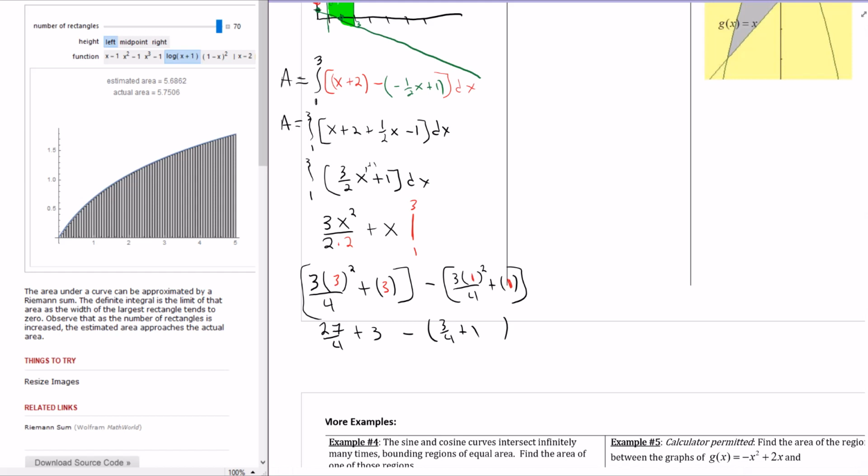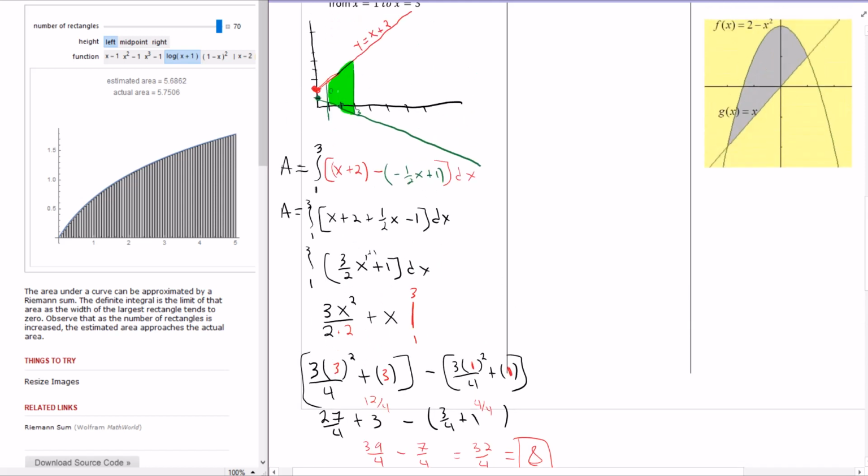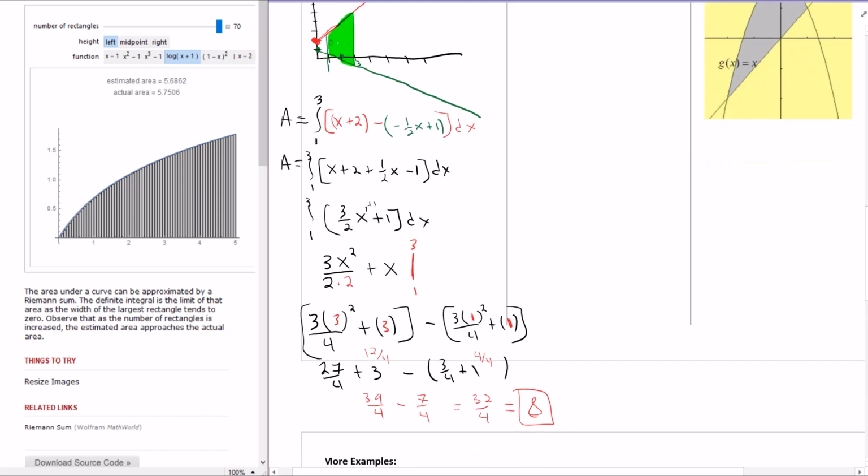So 27 over 4 plus 3 is the same thing as 12/4. So this is going to be 39/4 minus 3/4 plus 1, which is the same thing as 3/4 plus 4/4, which is going to be 7/4. And then 39/4 minus 7/4 is 32 over 4, which equals 8. Right? So it's kind of nice that that's a whole number, but the area between those two curves from 1 to 3 is 8 units squared, right? We don't have a unit on there, but 8 units squared.